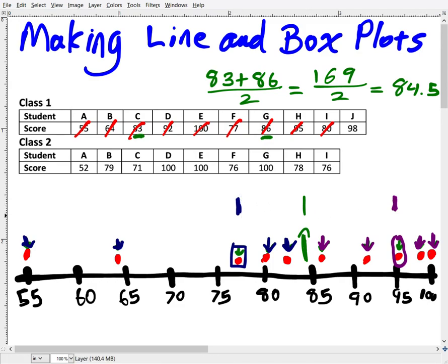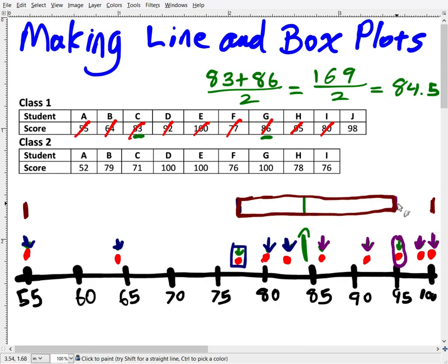And then my minimum and my maximum are very easy to pick out from the diagram. So just kind of putting all the bars that I'm going to need up here on the box and whiskers plot, and then actually drawing the box, I can see that this would be the box and whiskers plot for class number 1.